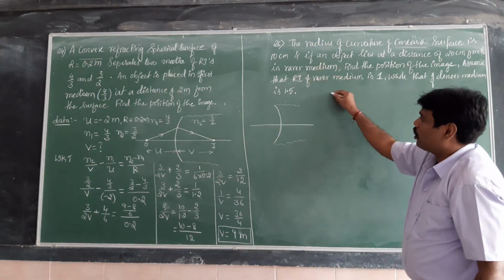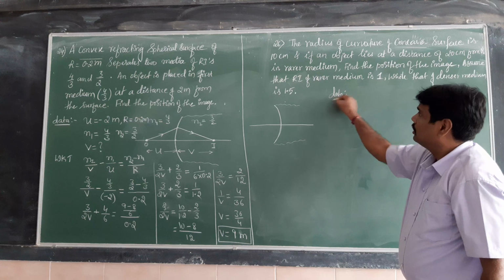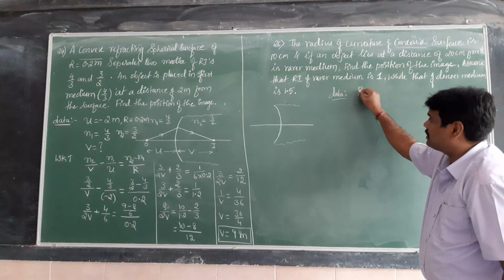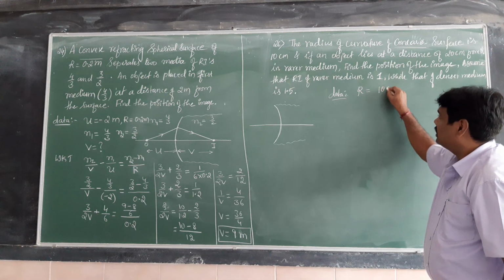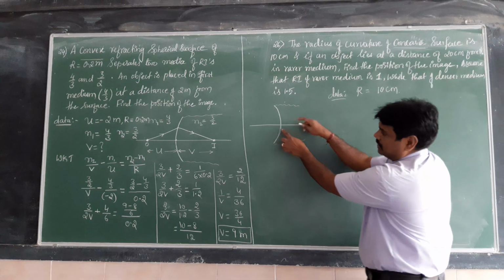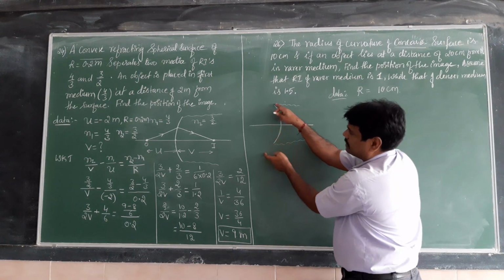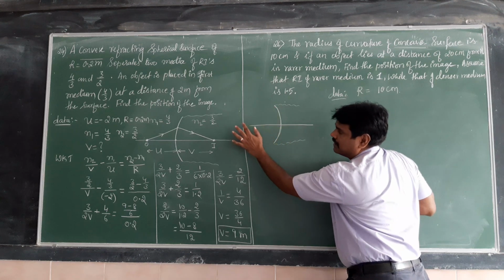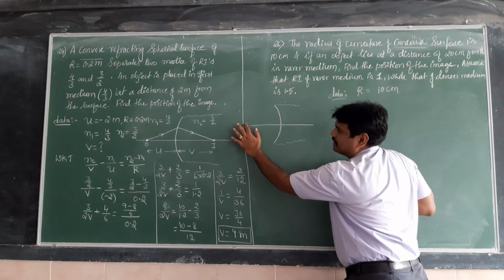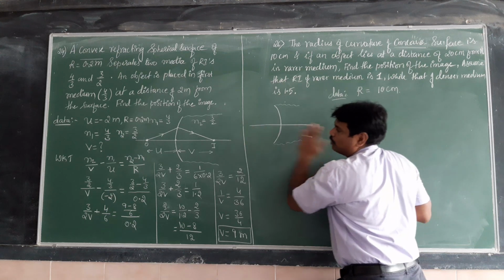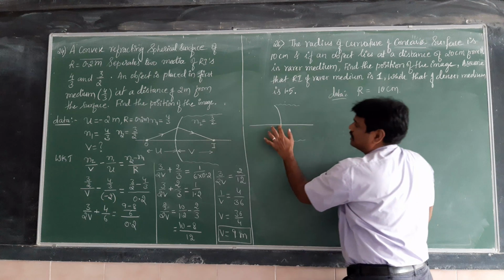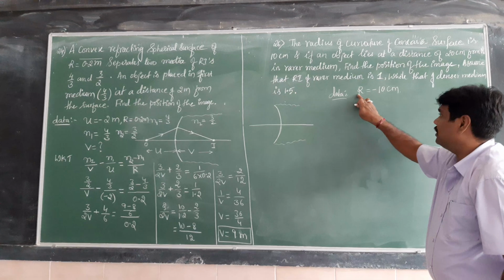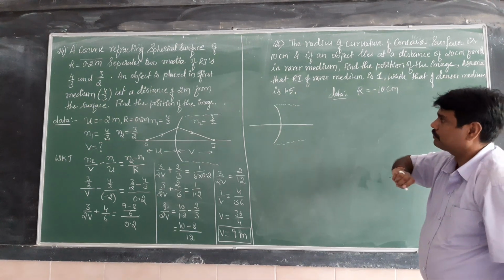According to the given data, what is given? The radius of curvature is given, r is equal to how much? 10 centimeter. This is the pole. The radius comes here because it's a part of a sphere, so the center of curvature comes somewhere here. If I consider the incident ray from here to here, it is opposite to the direction of the incident ray. That's why this is taken as minus. This is a very important thing. So the radius of curvature should be taken as minus 10 centimeter.